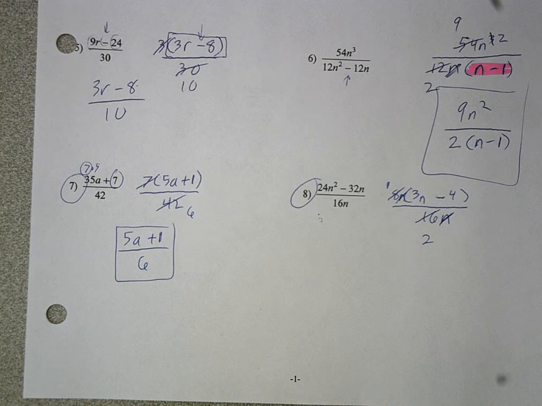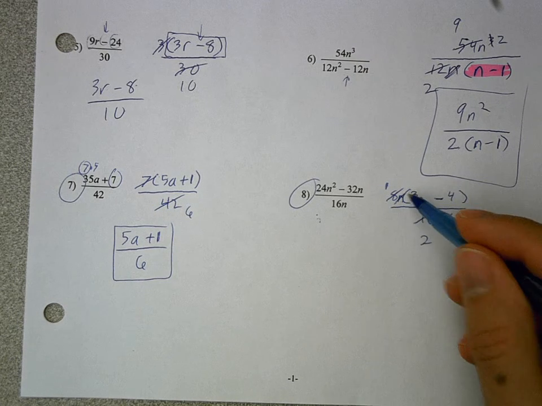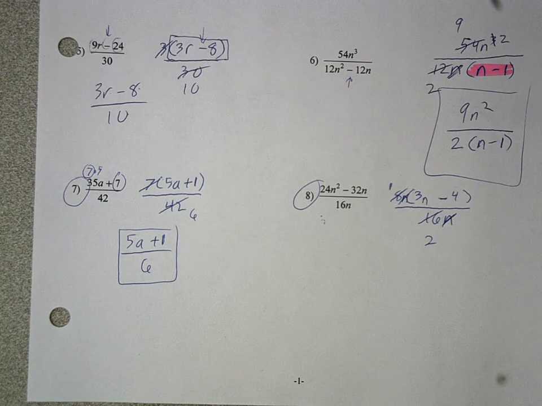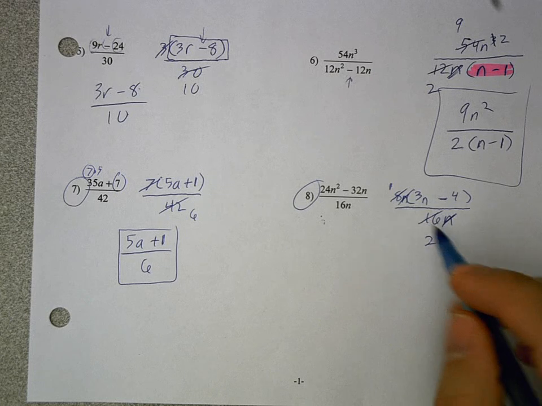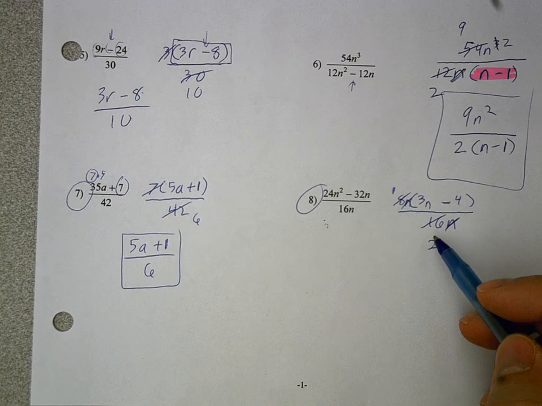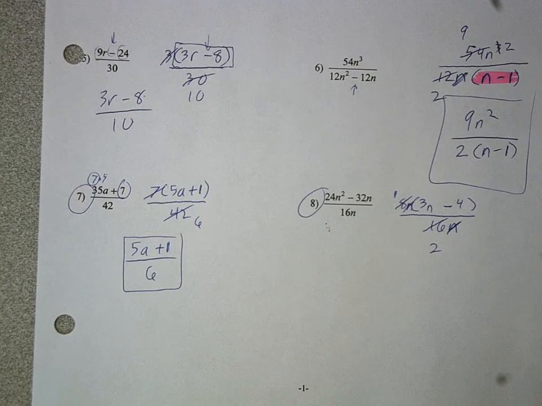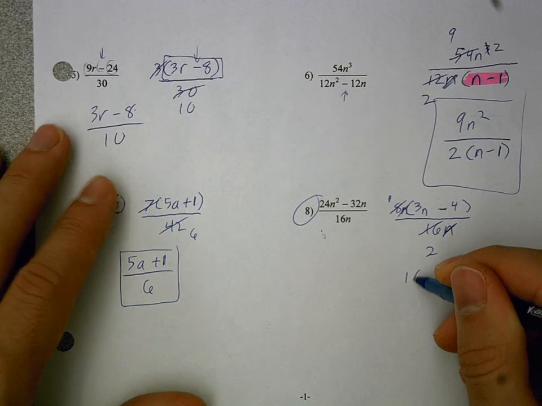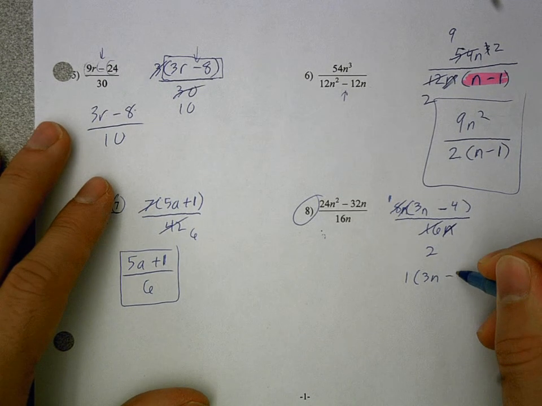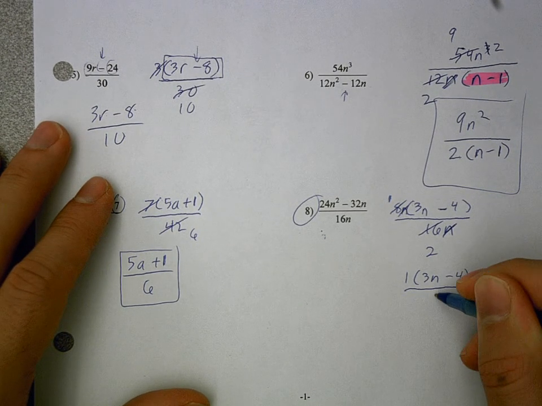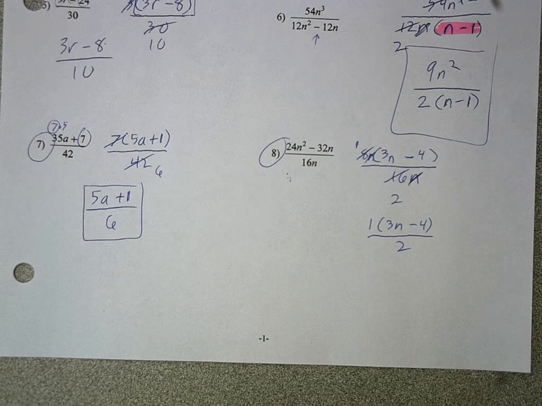Drawing back on what you guys learned in Math 1, do you remember them talking about the big one or the strategic one or something along those lines? The idea that n over n is just 1. And so I'm reducing this down to just 1. 8 over 16 reduces down to 1 over 2. So I'm left with 1 times 3n minus 4 divided by 2. Is everybody good with that one?